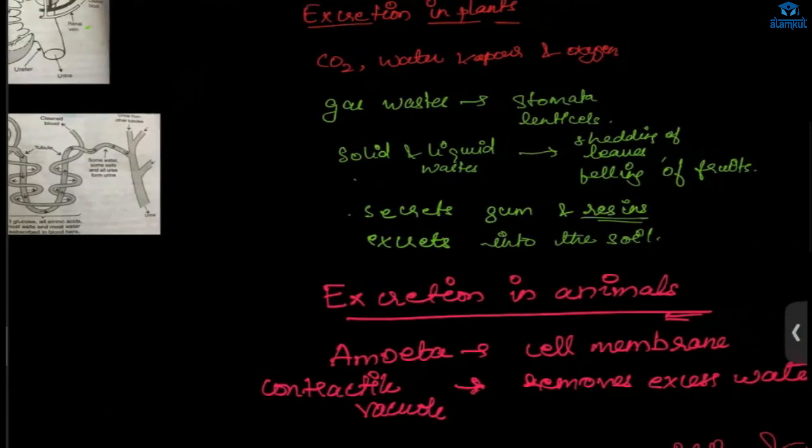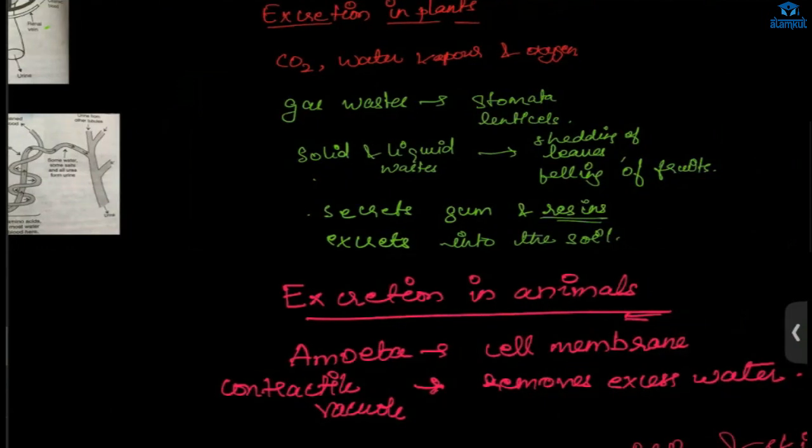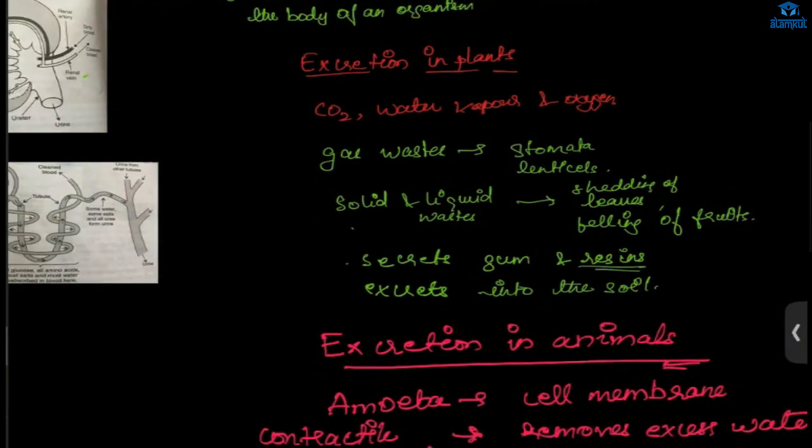Now let's see the case of plants. Plants produce waste very slowly and in very small amounts, and they don't have any organ for removal of waste like us. We have kidneys, right? The main waste products are carbon dioxide, water vapor, and oxygen. When are these wastes produced?